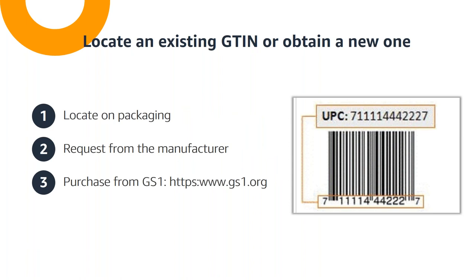Depending on the product you're listing, you might need to locate an existing GTIN, obtain a new one, or apply for an exemption. If your product has a barcode on its packaging, you can find the GTIN above or below. If you can't find a barcode, you can contact the product's manufacturer and request the GTIN. If you manufacture the product yourself and you don't yet have a GTIN, you can purchase one from GS1 at www.gs1.org.